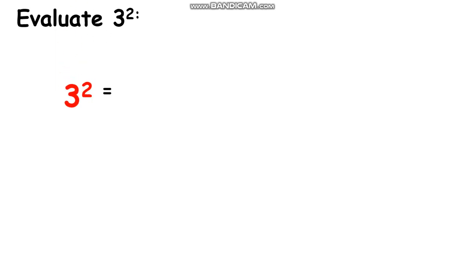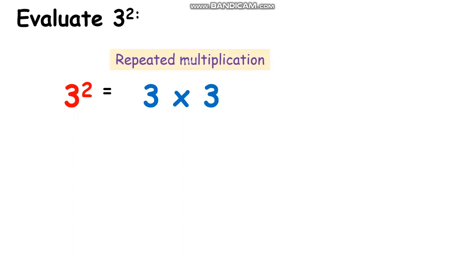Okay, so what do I mean by repeated multiplication? Let's evaluate 3 squared to find the answer. So we established that 3 is the base and 2 is the exponent, right? And we want to find out how the exponent represents the number of times the base is used as a factor, right? So 3 squared means 3 times 3. Why? Because the exponent 2 implies that the base 3 needs to be multiplied by itself 2 times. So repeated multiplication means that a number is multiplying by itself over and over again.